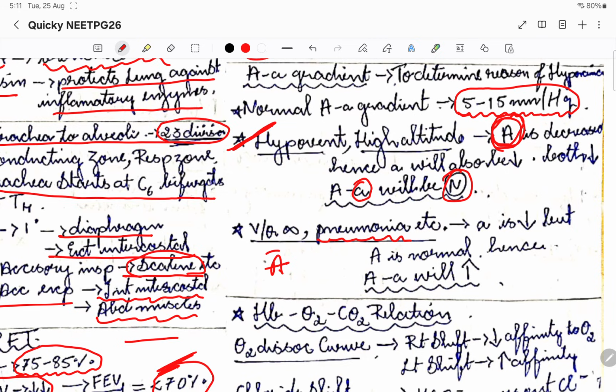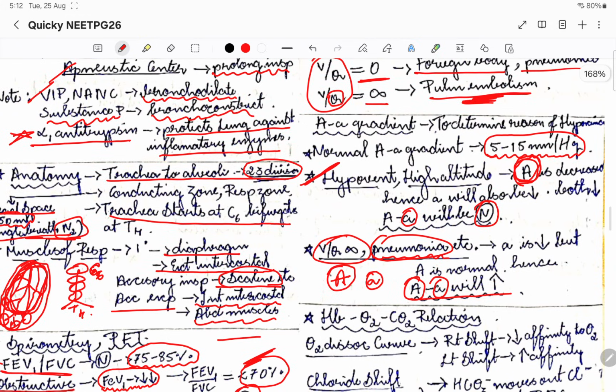Okay, so there is enough alveolar oxygen, but there is not enough arterial oxygen. So it means that the capital A will be increased as compared to small a, right? So this is the gradient with respect to V by Q mismatch or pneumonia. Okay, V by Q infinity or pneumonia. So please remember this A by A gradient.